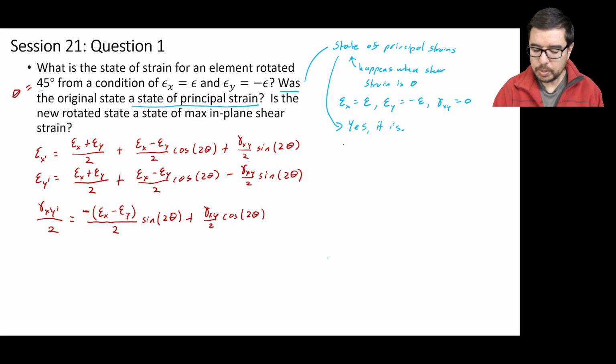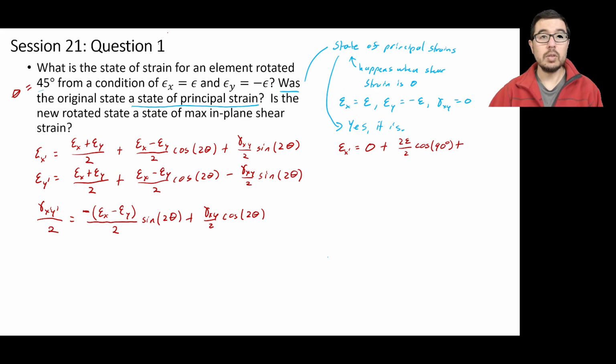For epsilon x prime, we have the average of the normal strains. Well, we have epsilon plus minus epsilon, that's going to be 0. This component is the difference, so that would be epsilon minus negative epsilon. That's going to be 2 epsilon over 2, times cosine of 2 theta, where with 45 degrees for theta, that's going to be 90. So we would have 2 epsilon over 2 times cosine of 90 degrees.